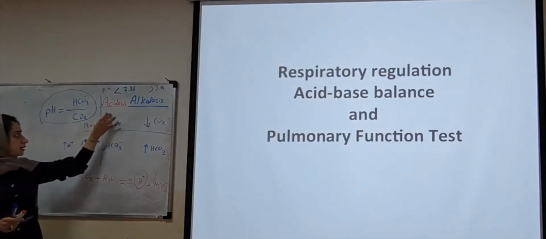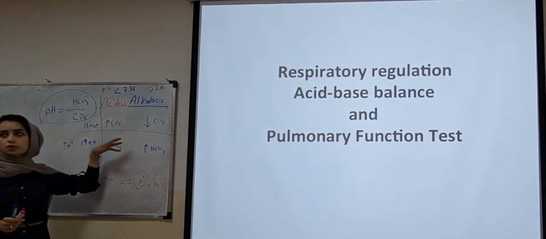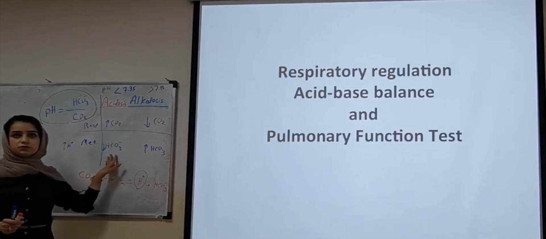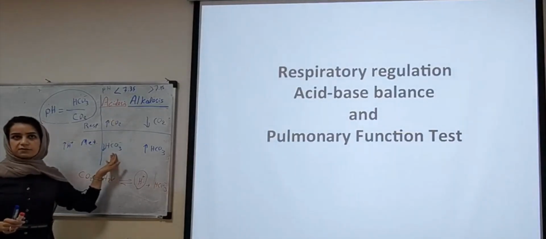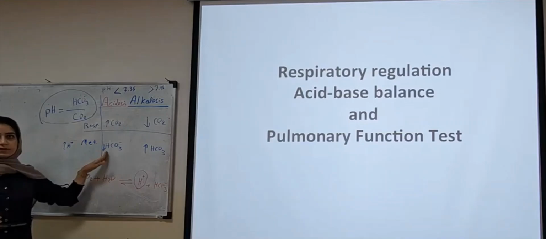These are called compensatory mechanisms. What will happen when the abnormality is due to metabolic causes? As we said, in metabolic acidosis, like in diabetes, what will happen? The H increases, that's why HCO3 decreases.